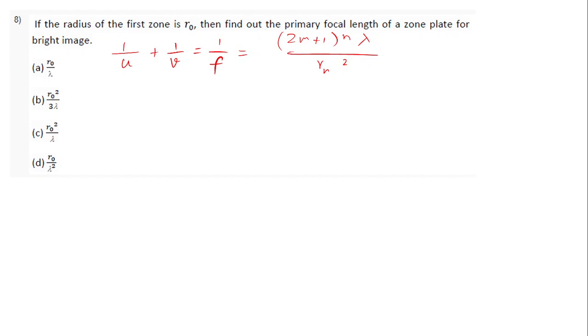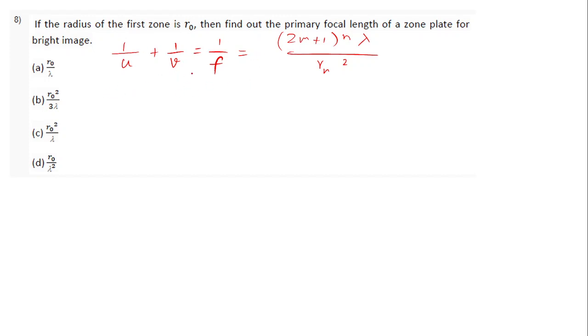Also here, u is the distance of the object from the zone plate, v is the distance of the image from the zone plate, and f is the focal length of that zone plate.